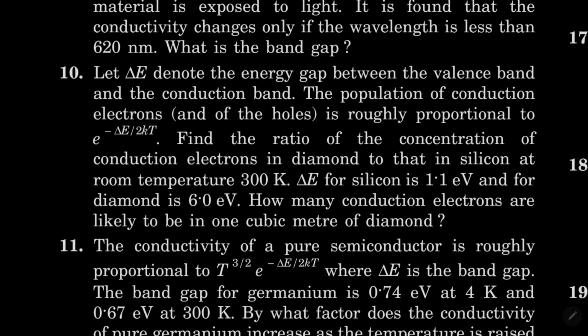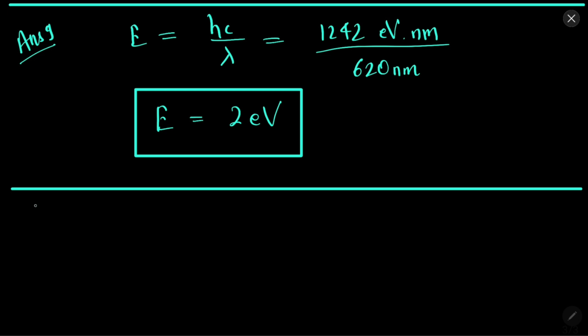In question 10, del E denotes the energy gap between valence band and conduction band. Population of conduction electrons and of holes is roughly proportional to e to the power minus del E over 2kT. We need to find the ratio of concentration of conduction electrons in diamond to that in silicon at 300 Kelvin. Del E is given. How many conduction electrons are likely to be in 1 cubic meter of diamond? So this is the 10th one.